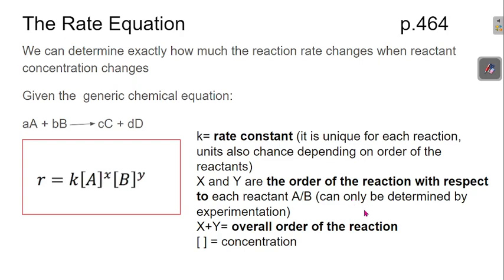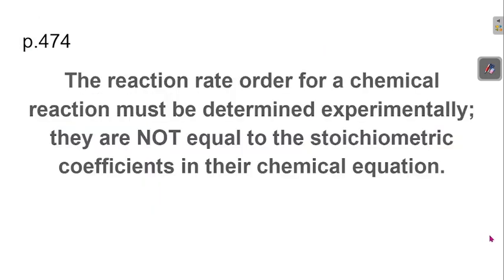What is the order of the reaction with respect to whatever this reactant B is, ammonia? Then you would read whatever exponent you have in Y. That's how you read the rate equation. Now, page 474, moving on.